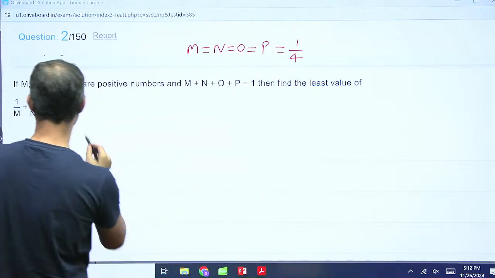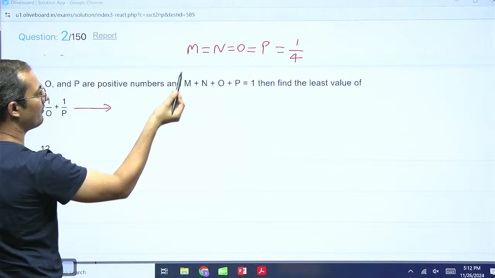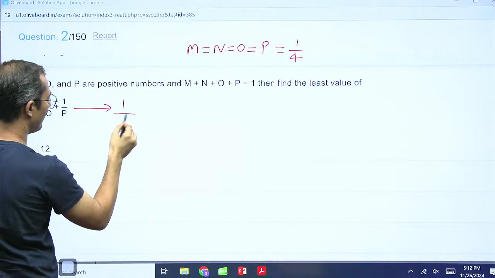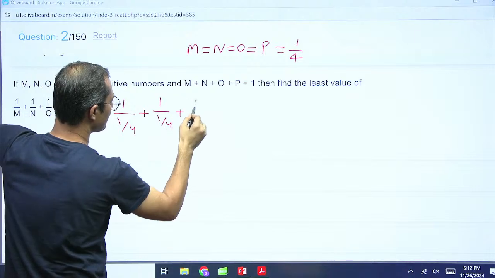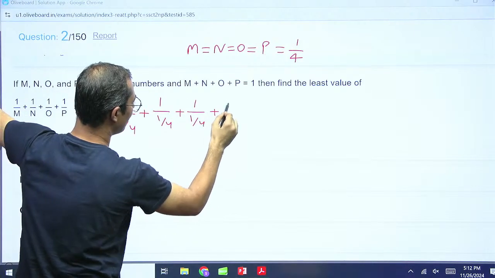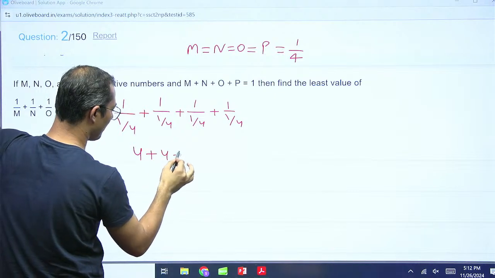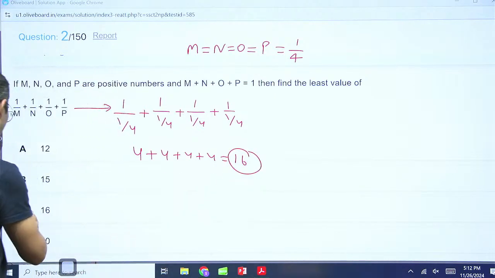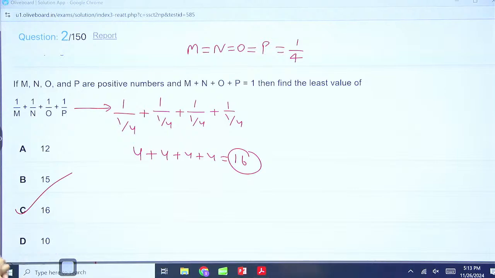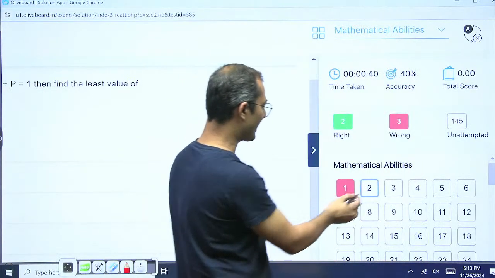See, we have to calculate the sum of their reciprocals. So the sum of their reciprocals: 1/(1/4) plus 1/(1/4) plus 1/(1/4) plus 1/(1/4). So this will be converted into 4 plus 4 plus 4 plus 4. So we can say that 16 is the right answer. C is the right answer. Got the point? Yes. Moving to the next question.